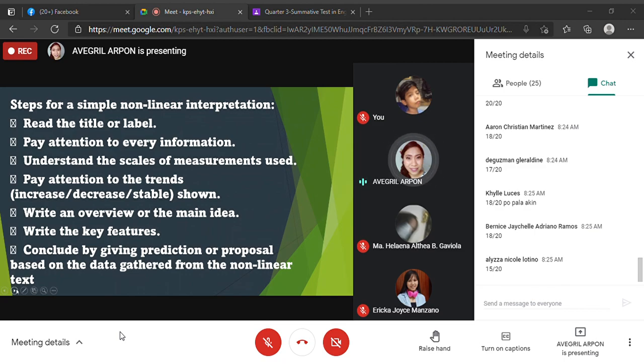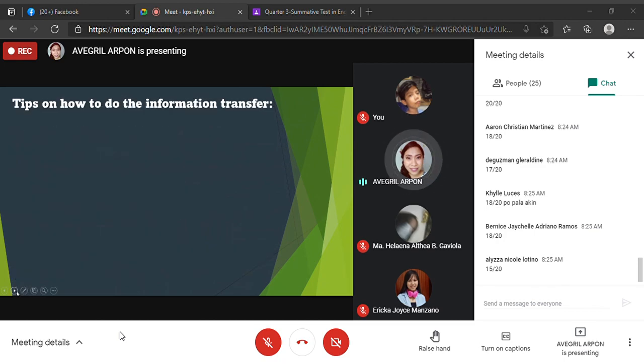Okay, so later I will be showing you how you are going to transcode the information from linear to nonlinear text, as you watch a video clip later. Then I will also show an example of nonlinear text which you're going to transcode to linear text. Again, these are the steps for a simple nonlinear interpretation. To enable you to interpret the nonlinear text, if it is presented through graphs, tables, flowcharts, or organizers, the first thing to do is to read the title or label of that nonlinear text. Then you should pay attention to every information given in the nonlinear text. Then you should follow the other steps in interpretation of nonlinear text.